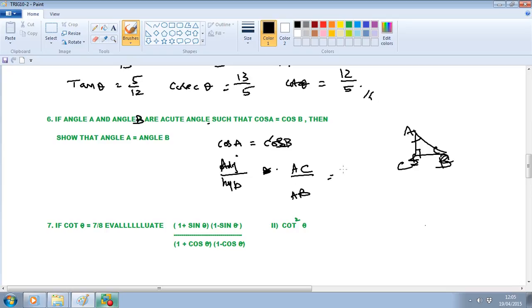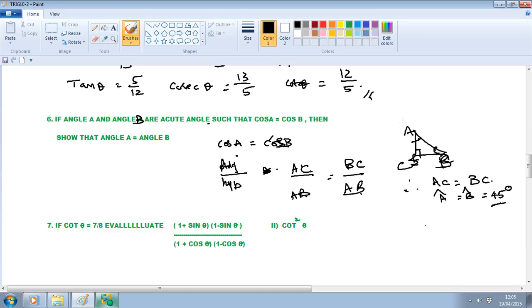What about cos B? Cos B is BC divided by AB. So AC divided by AB is equal to BC divided by AB. Denominator is the same, therefore AC is equal to BC. If AC is equal to BC, these both angles are equal, therefore angle A is equal to angle B, which is 45 degrees.